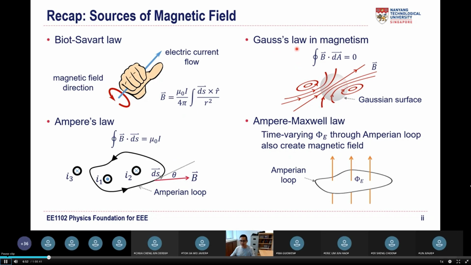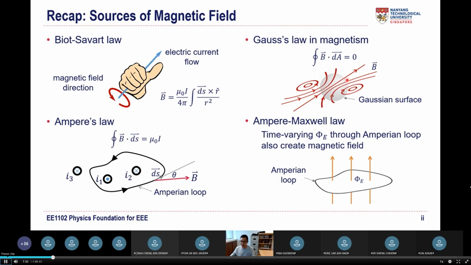And now we also discussed Gauss's law in magnetism. If you remember Gauss's law in electricity, if you have a Gaussian surface, meaning a closed surface that totally encloses a volume, then the total net flux going through that surface is proportional to the total net charge enclosed in that Gaussian surface. That was Gauss's law in electricity.